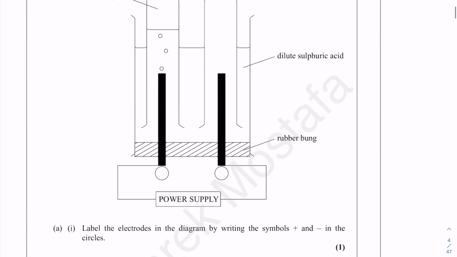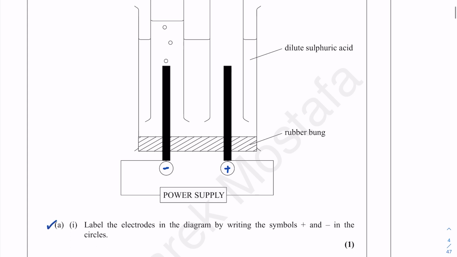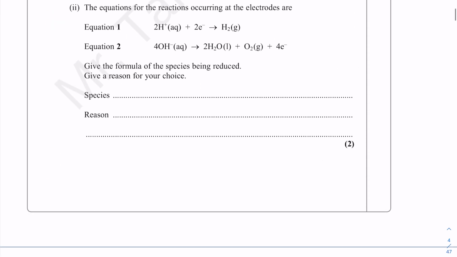Question number 3. The diagram shows apparatus that can be used to electrolyze dilute sulfuric acid. It gave me hydrogen at the left cathode, so the left is negative and the right is positive. That was the first question: A1. Label the electrodes in the diagram by writing the symbols positive and negative in the circles. The equations for the reactions occurring at the electrodes: equation 1 is for the negative cathode and the other is for the positive anode.